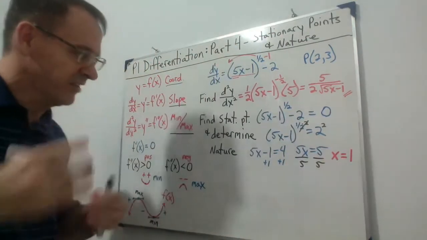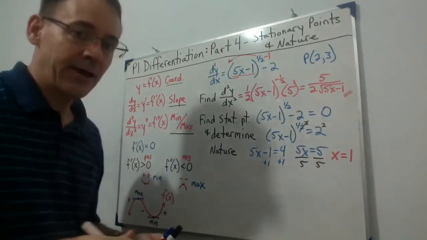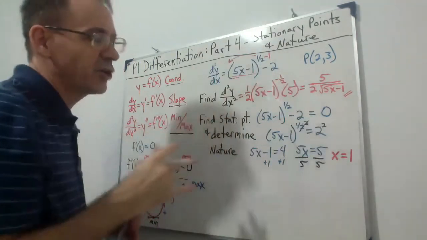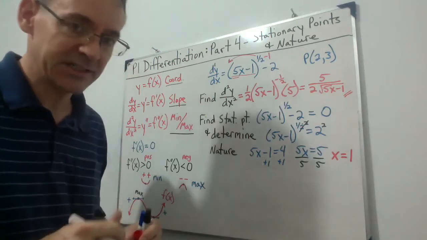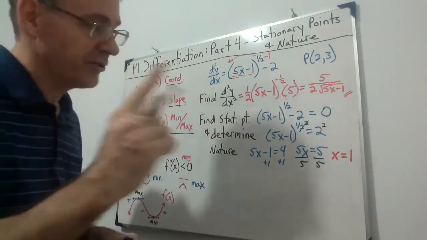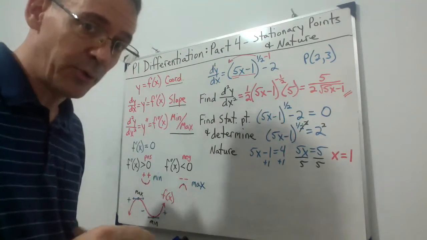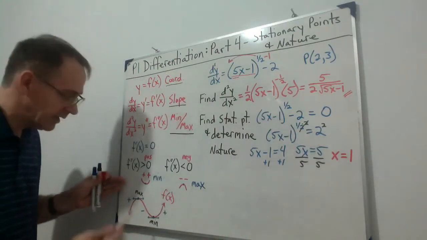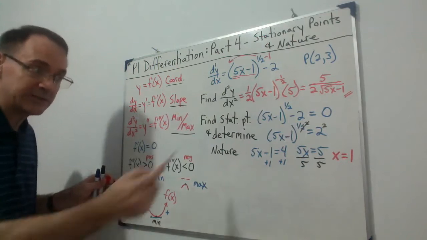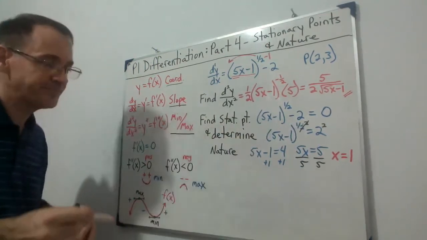So this gives us the x coordinate. Now, it asks us to find the coordinates of the stationary point. If you look at the question, it says point, singular. So there's only one stationary point on this particular curve. Some curves, like this cubic, have 2 stationary points, so you would get 2 values of x.